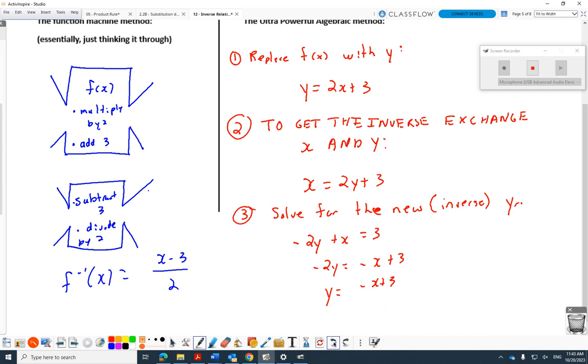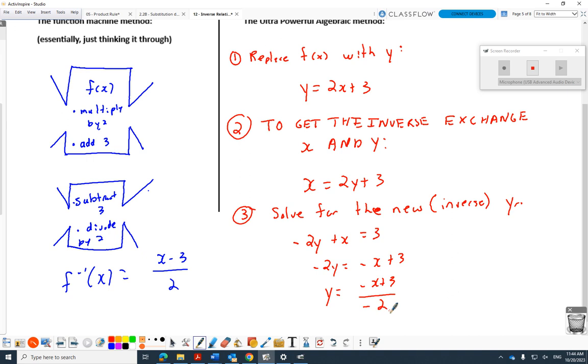Fighting with my board here. Look at that. I can barely write on it anymore without it hitching on me. Jeez.